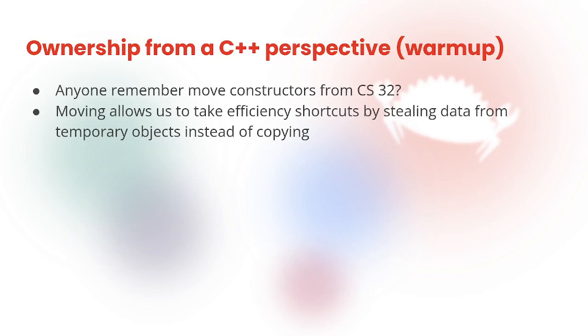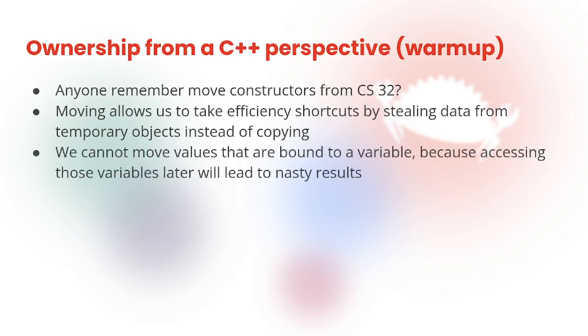But the catch here is stealing. Instead of copying, you can't really just have another object; you have to take its stuff somehow. And the only other way to do it instead of copying is by stealing it. The restriction to moving is that we cannot move values that are bound to a variable, because accessing those variables later will lead to nasty results.